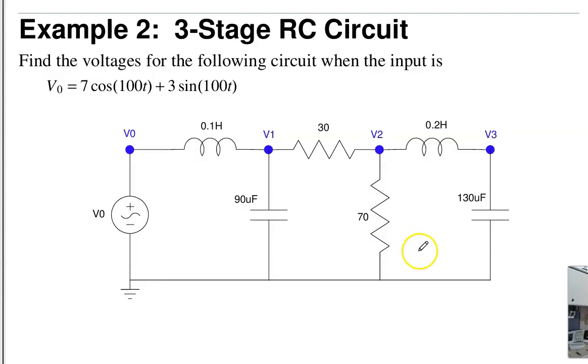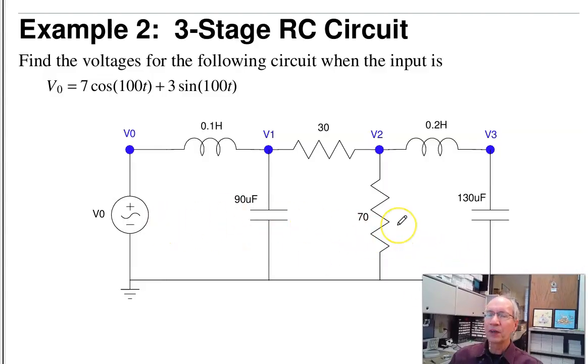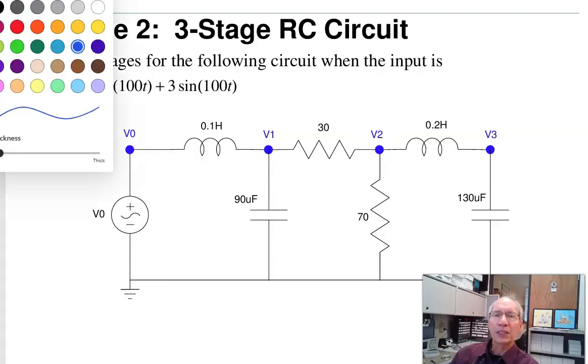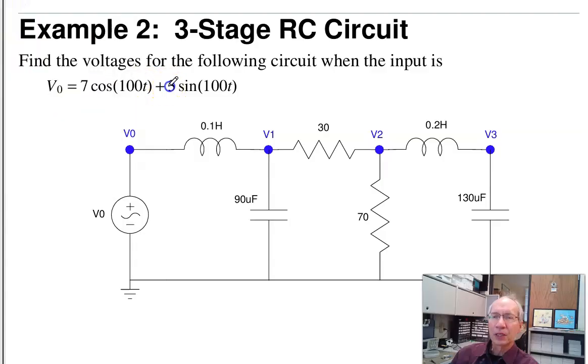Let's try that again for a 3-stage RC circuit. Suppose I have this 3-stage circuit. Find the voltages V0, V1, V2, V3. And let's assume that V0 is 7 cosine 100t plus 3 sine 100t. Well, the first step is to express everything in terms of phasors. So the input is 7 minus j3.